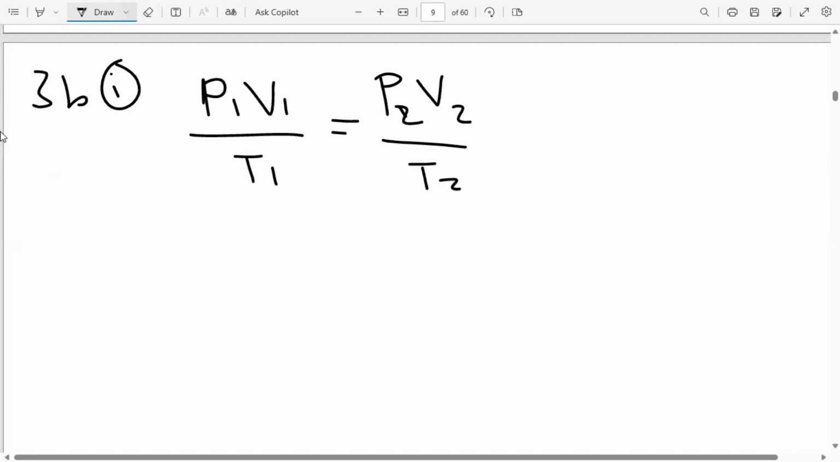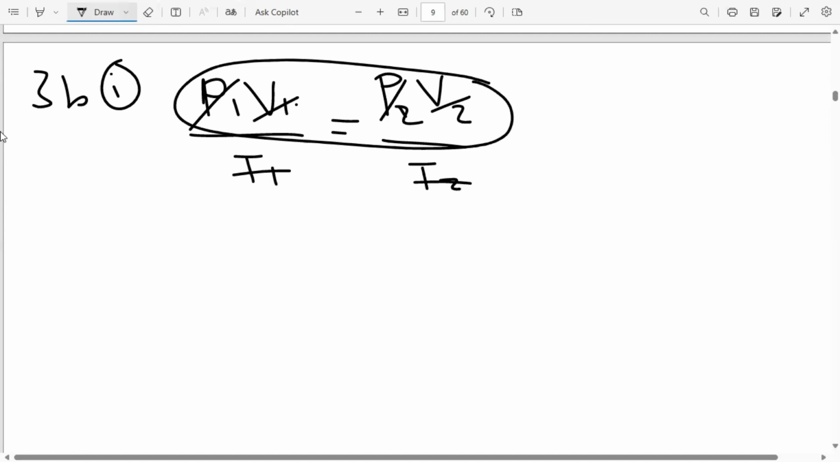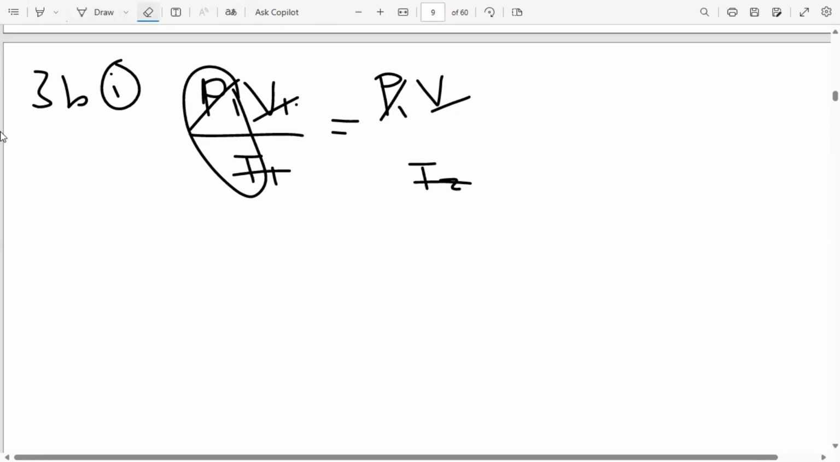Because if they tell you the pressure is constant, that means you cancel out pressure from this equation and remain with these two. If they tell you the volume is constant, you cancel out the volume and remain with pressure and temperature. If they tell you the temperature is constant, you cancel out these denominators and remain with only what is on the top. So that's how simple it is when you actually know this equation.